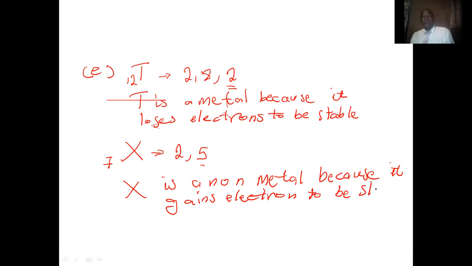To be stable, it is easier for it to gain 3 electrons so that the outermost shell can have 8 electrons.